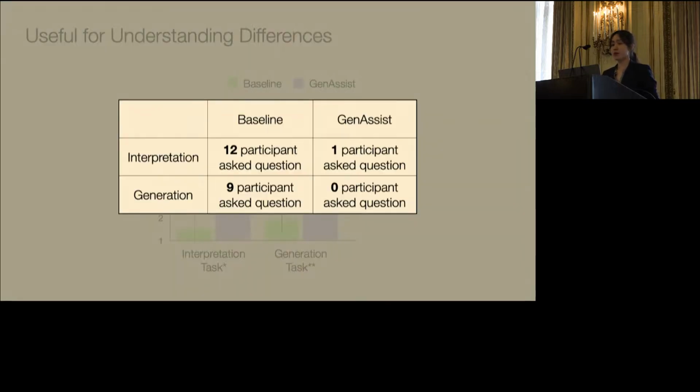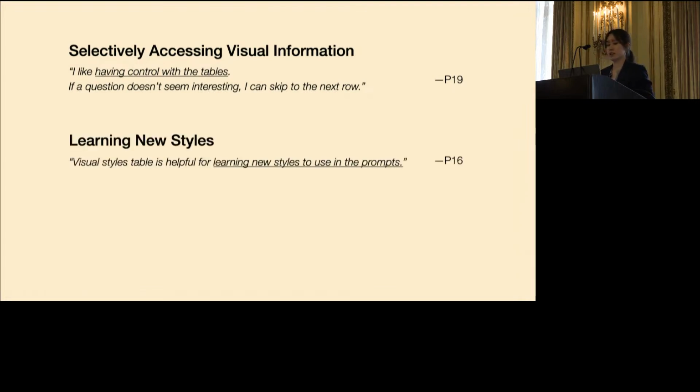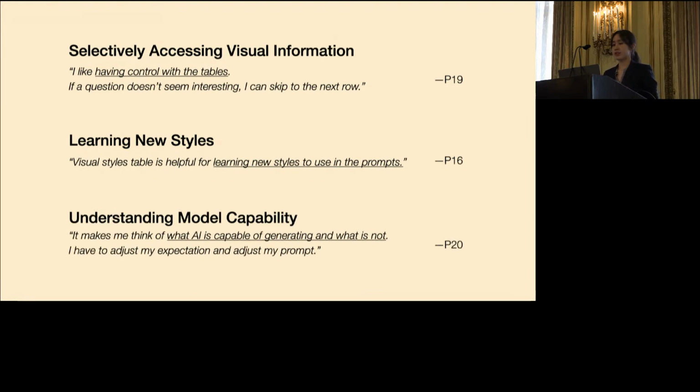And as a result, most baseline users had to ask additional follow-up questions to understand the images, while only one participant using GenAssist came up with additional questions. During the user study, users could selectively access different types of visual information of interest, and they found that GenAssist descriptions were also helpful for learning new styles. With GenAssist, users could understand the capability of text-to-image models and adjusted their prompt.